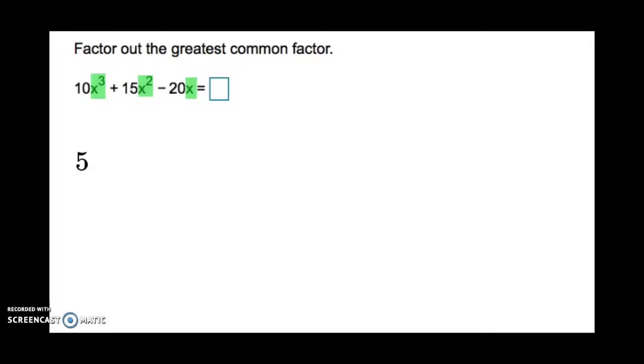So now we take a look at our variables. The smallest variable is going to be x, not the x squared or x to the third, so I'll take out an x. So now I divide each term by 5x.